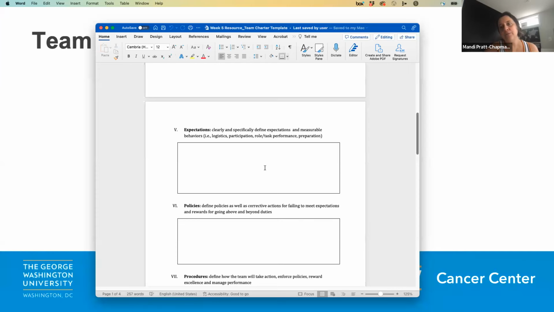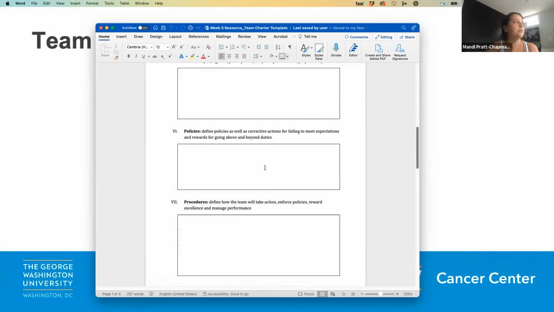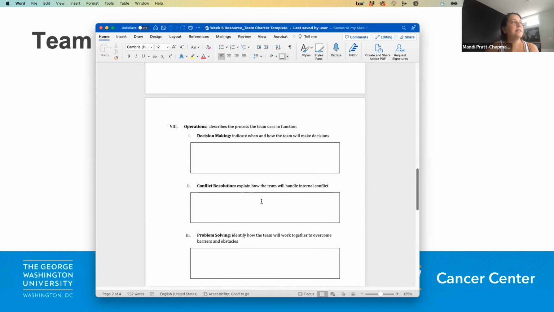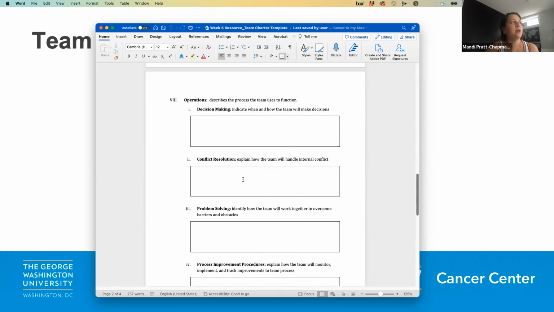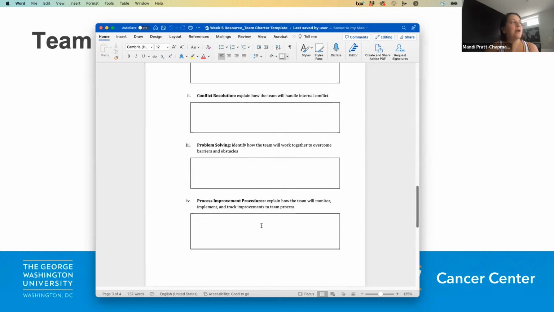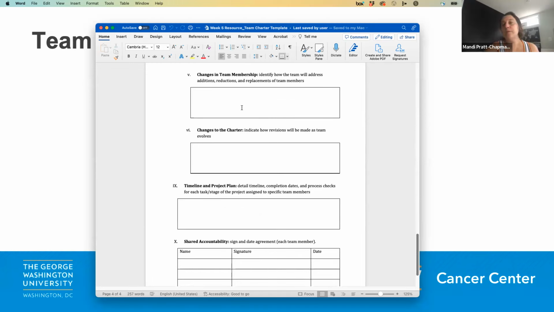What do you expect each of your members on your team to do so that you're successful and you feel like you're sharing the load and moving things forward? Defining your policies and procedures for change, how you're going to make decisions, how you'll deal with conflict, because it always comes up, right? How you're going to problem solve, how you're going to track improvement, and what you're going to do if someone changes jobs or there's a new person that comes in that would be a really important part of the team.